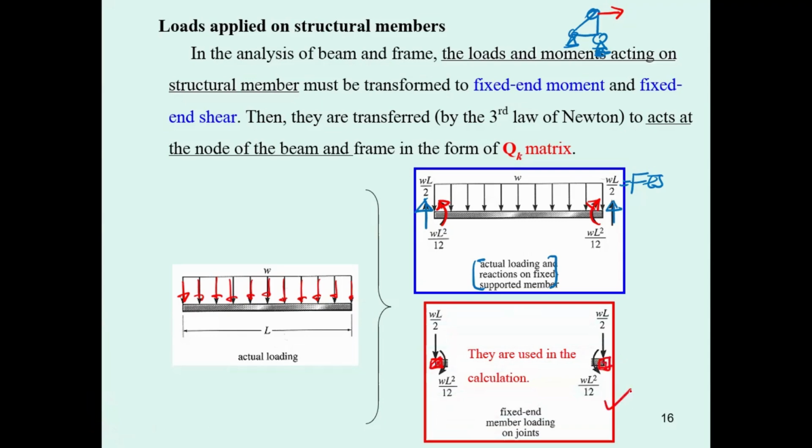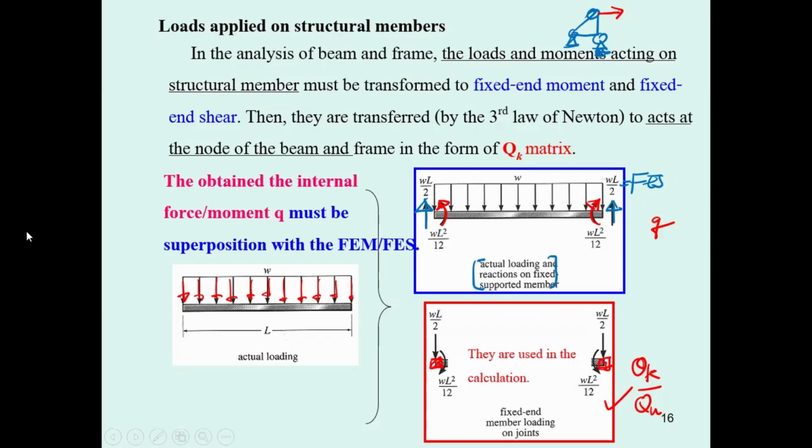This one will be used for Q sub K, and also we will use it for Q sub U. On this one, you also will use it for the small q matrix, at step maybe number 8. So don't forget that the internal force and moment small q obtained must be superimposed with the fixed end moment and fixed end shear on this one.